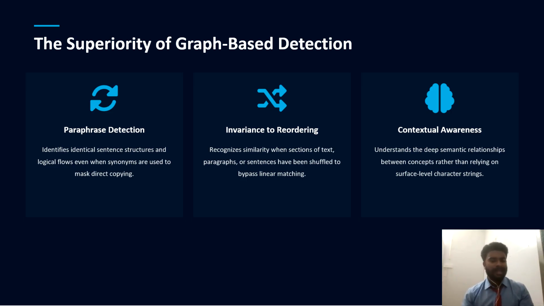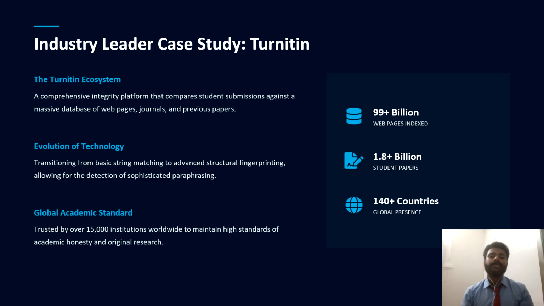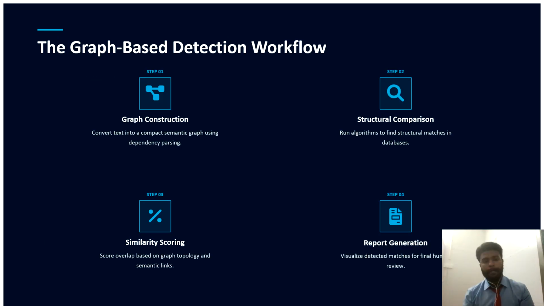Now let's look at a real-world example. One of the most widely used plagiarism detection tools today is Turnitin. Turnitin is used by thousands of universities around the world. It compares submitted assignments against a massive database that includes billions of web pages, academic publications, and previous student submissions. Turnitin has evolved over time from simple text comparison to more advanced structural analysis techniques, including graph-based approaches. This allows it to detect plagiarism much more efficiently.